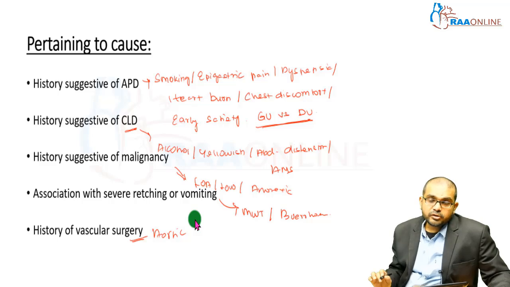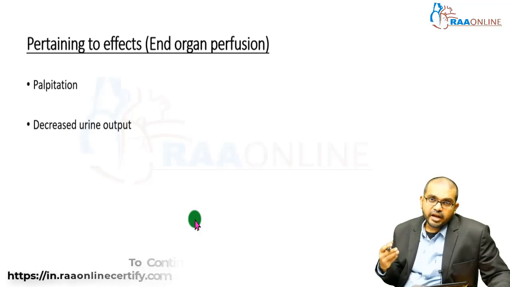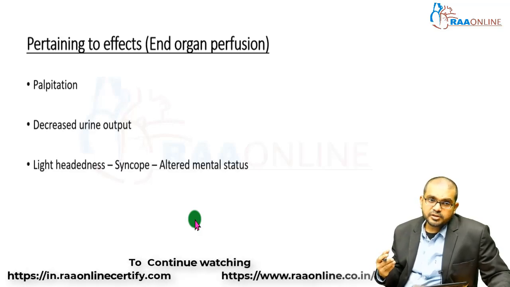Pertaining to end organ dysfunction: all these upper GI bleed patients will be having some degree of compensated or decompensated shock. So what are the end organ hypoperfusion features these patients are having? History wise, they can have palpitation, decreased urine output, lightheadedness, syncope or altered mental status, or they can have dyspnea. Coming to the next important history, the medication history.